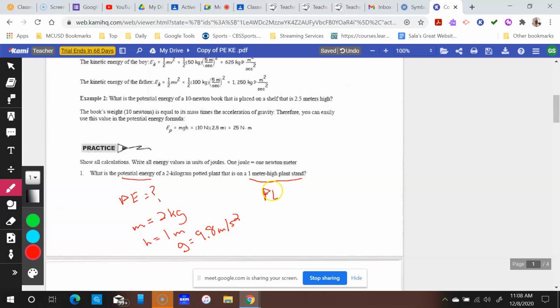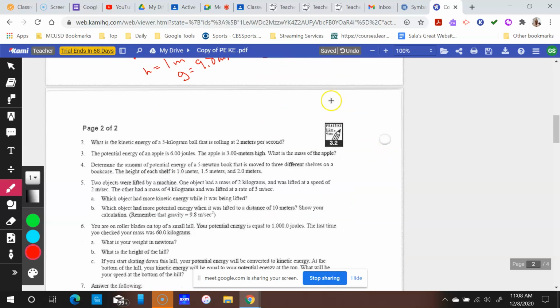So then we just plug it all in, right? Our M is 2, our G is 9.8, and then our height was 1. So basically this one is going to wind up being 2 times 9.8, which is going to be 19.6 joules. Do not forget your unit. Right, so there's 1. So 1's done for you.